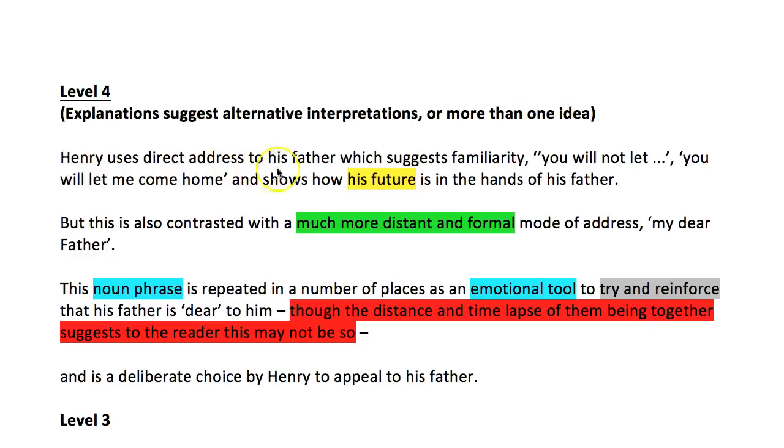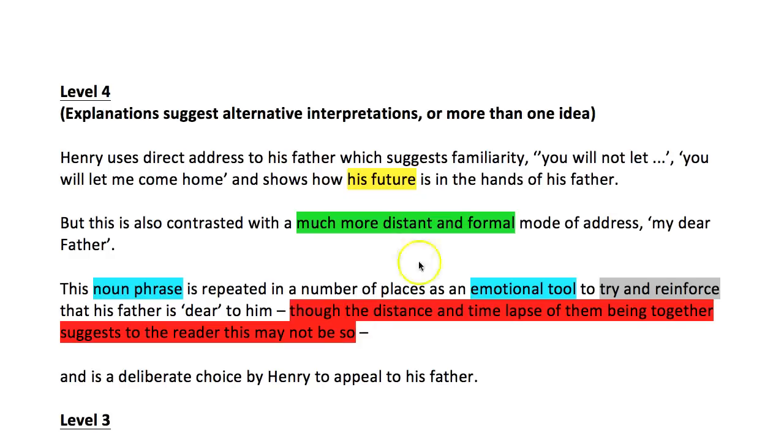"Henry uses direct address to his father, which suggests familiarity. 'You will not let. You will let me come home,' and shows how his future is in the hands of his father. But this is also contrasted with a much more distant and formal mode of address, 'my dear father.' This noun phrase is repeated in a number of places as an emotional tool to try and reinforce that his father is dear to him, though the distance and time lapse of them being together suggests to the reader this may not be so."